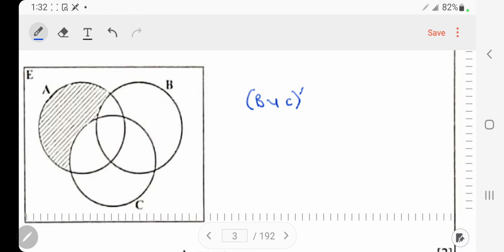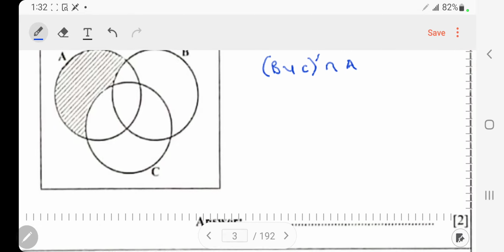Now we also have an A. So which operation will correspond? Automatically it will be an intersection, since the part B and C is not shaded. If this part was shaded and other parts which could be outside, we could have used union. But since B and C is not shaded, we are just going to use intersection like that. So that's how you describe that shaded region.